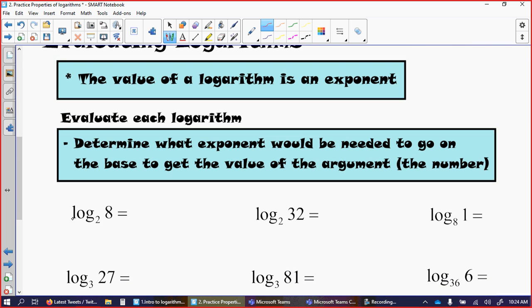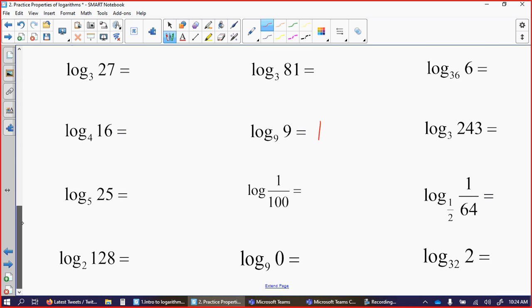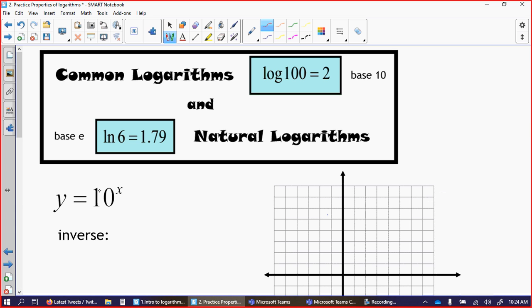Evaluating, determine what exponent you would need. What power do you need to raise 2 to get 8? That's a 3. Some people write 2 to the x equals 8, and if you write it as an exponent, some people find that easier. Some of these, log base 9 of 9. Oh no. Some of them are a little bit trickier, and I'll put answers up for those. I'll go through them later today.